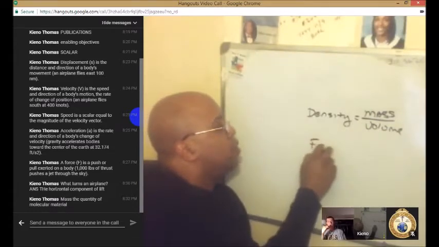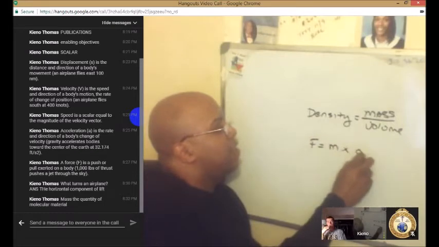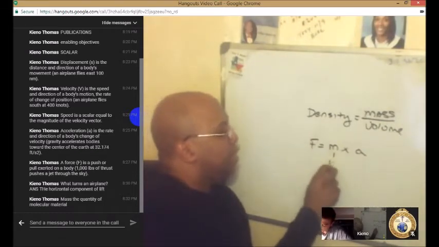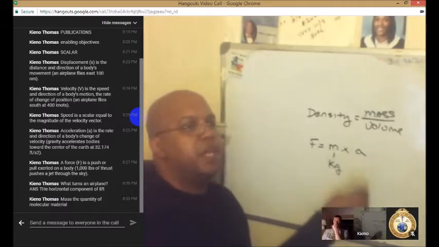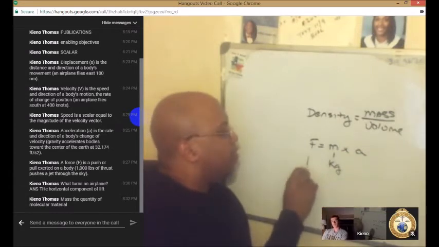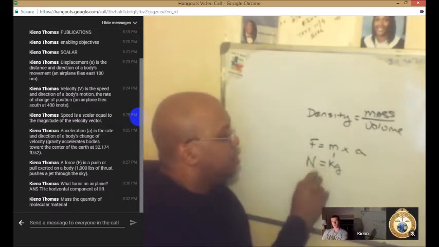Force equals mass times acceleration. Okay, so our mass is going to be in kilograms most of the time. Our acceleration, meters per second squared normally. Force is going to be in newtons.